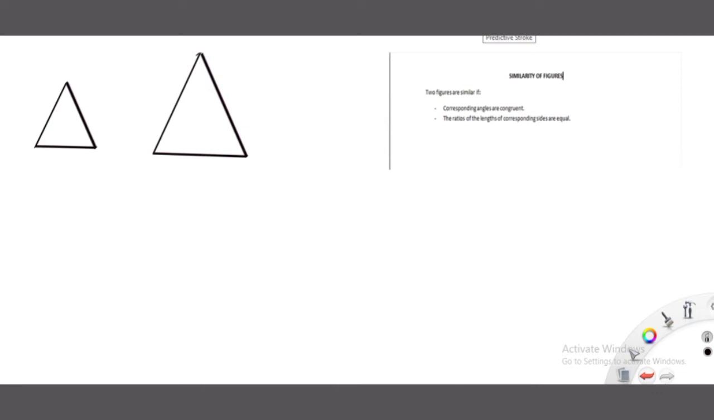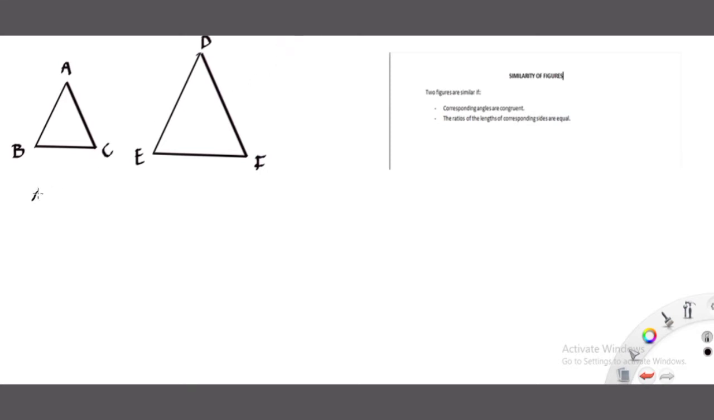Okay? Let me draw two triangles. So, let's have this triangle, a smaller one, and let me draw a triangle which is bigger than the first one. Okay, so we have here these two triangles. Let's name it, so the smaller triangle, let me name it as triangle ABC. And the other one, let me name it as triangle DEF. Alright? So let's say these two triangles are similar. Okay, so that's the given.